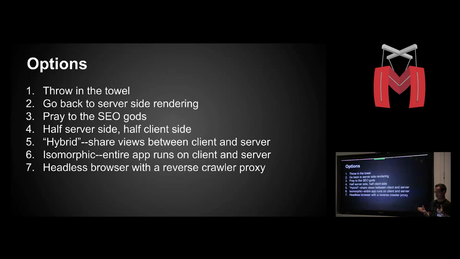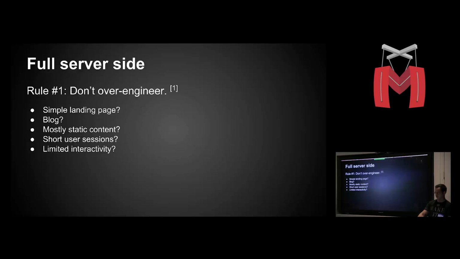Then you have Isomorphic, where your entire JavaScript app is actually running on the server. So when you first access that page, it's like you accessed it in your own browser, except it was on the server, and then it just returns that result, and you continue on from there. And then the final one, which sounds the most complicated, but is actually by far, and you'll find out, the most simple, and I don't want to give anything away, but it's a headless browser behind a reverse crawler proxy. I know you're on the edge of your seats now.